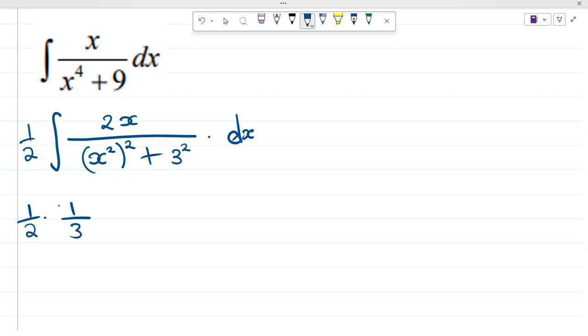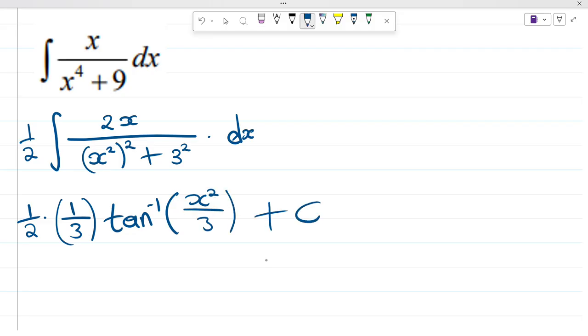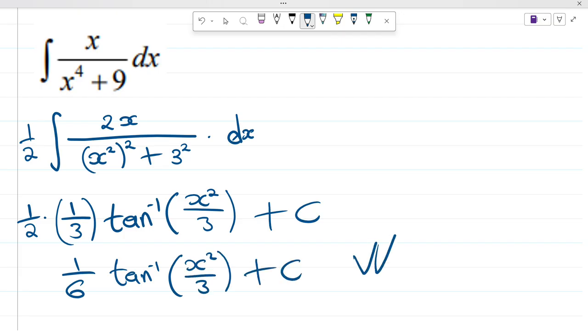1 over 3. So that's our 1 over a multiplied by the tan inverse, right? So this is going to be the tan inverse of f of x, which is just x squared over a. Our a is 3, then plus c, and that's just it. And then one could say I want to take it further to 1 over 6, and then tan inverse of x squared over 3 plus c, and ta-da, you have your answer there. So that's just it.